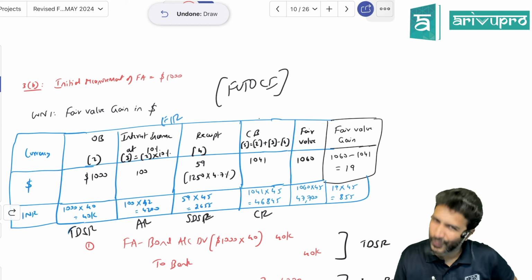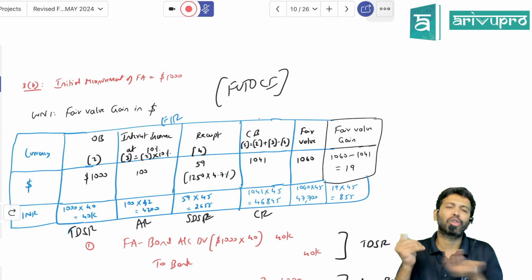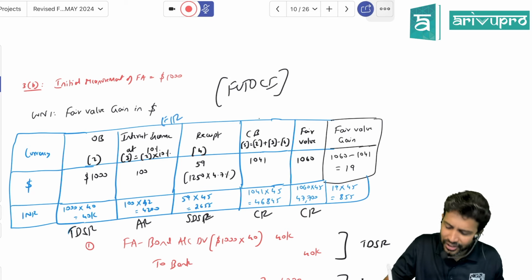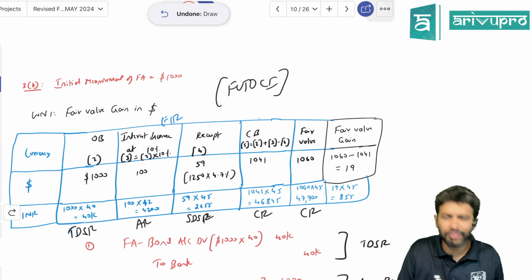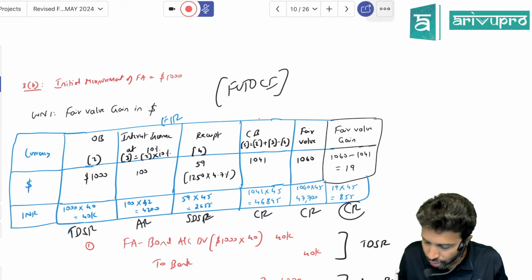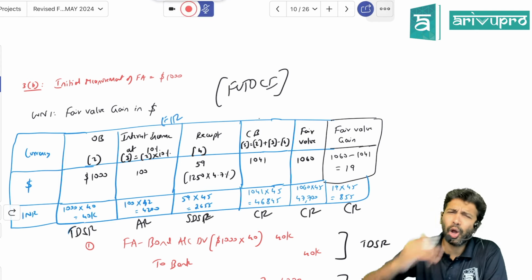During the year? No. Beginning of the year? No. You will calculate fair value at what? End of the year. So obviously use your common sense. What rate do we need? The closing rate. That's it. So fair value is a closing rate. Means the fair value gain or loss also you'll use the closing rate. Done, answer. Now go on converting.